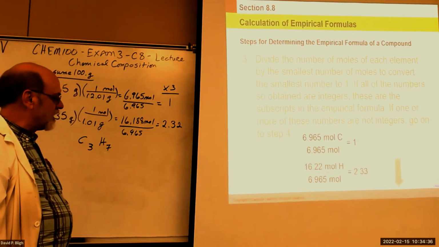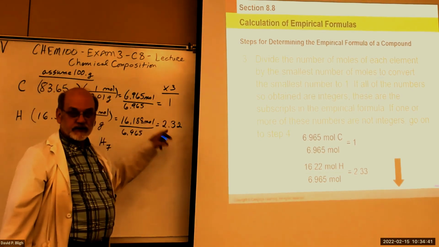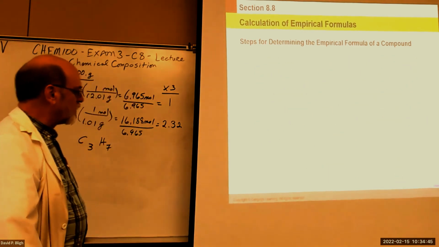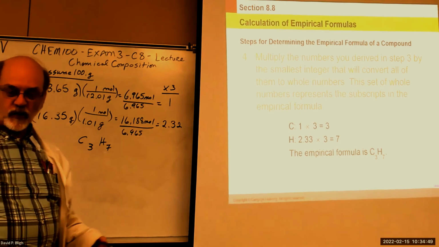So we divide through by the same number. They got 2.33, I got 2.32. We're going to round anyway. So multiply by 3, and there's your empirical formula.